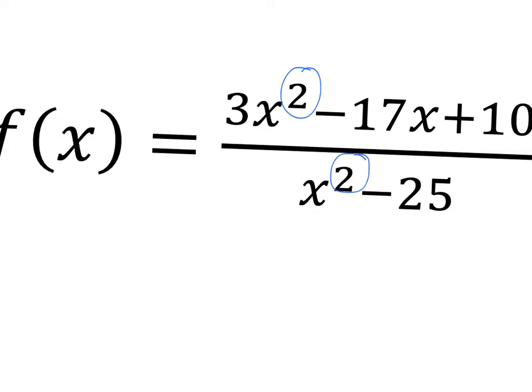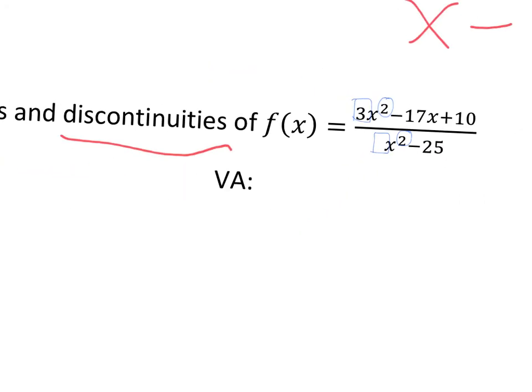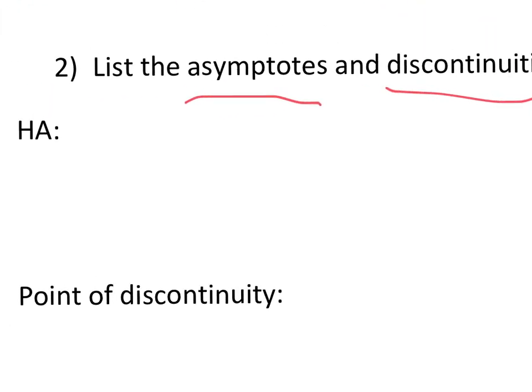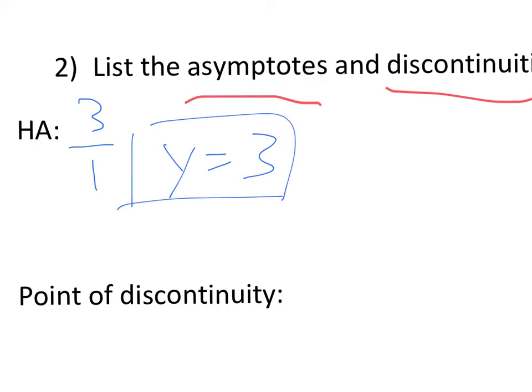That means that the horizontal asymptote is y equals the ratio of the coefficients. So the first coefficient is 3 over this coefficient, which is an invisible 1. That means that our horizontal asymptote is going to be 3 over 1, or y equals 3.